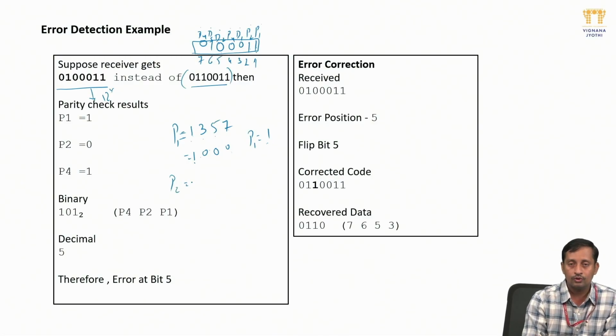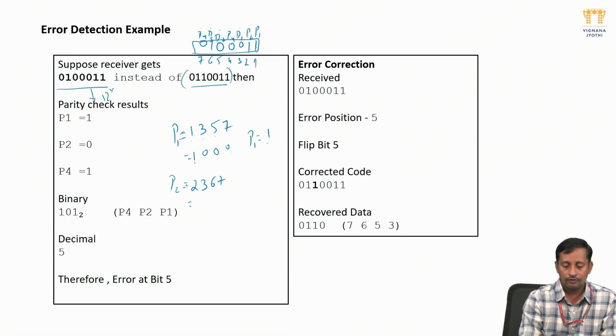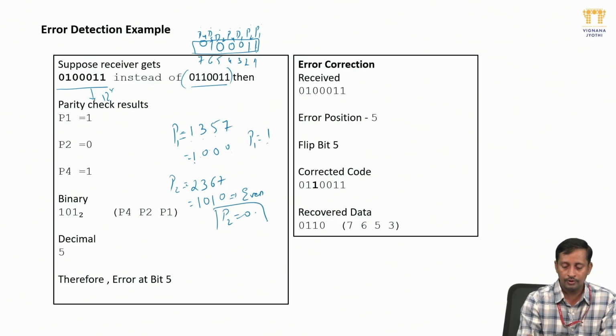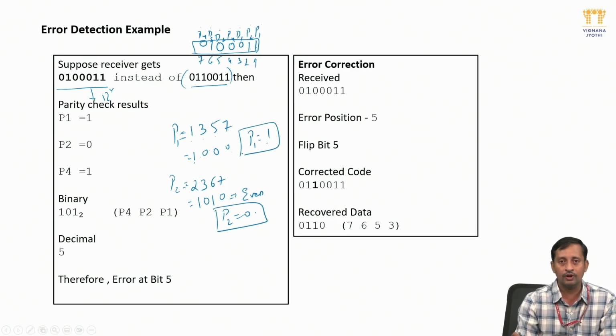In a similar way for P2, what are the positions for P2? They are 2, 3, 6, 7. Now find the values in those positions. In the second position we have 1. In the third position we have 0. Sixth position, 1. Seventh position, again 0. Now check how many ones there are. They are an even number. The data is transmitted in even parity, so what should the P2 value be? 0. P2 value should be 0. P1 value should be 1.